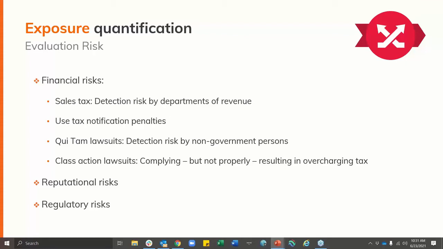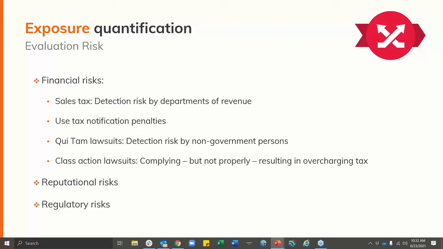Use tax notification penalties, those can be huge, right? I mean, when we went with marketplace facilitator laws out there, if you failed to notify a state that you made sales to certain individuals, sometimes the penalties on that were much larger than the actual use tax that would have been due, right? So you got to pay attention to that.